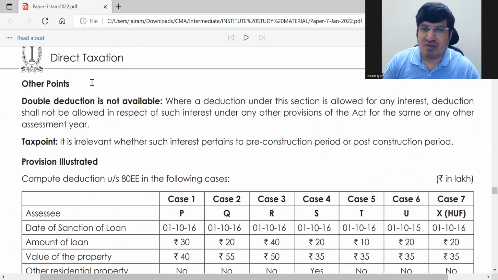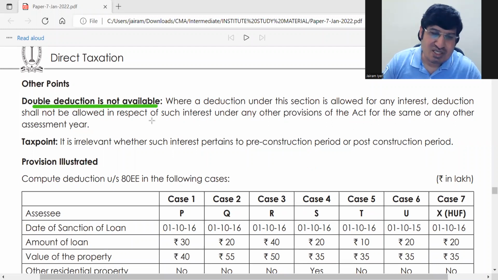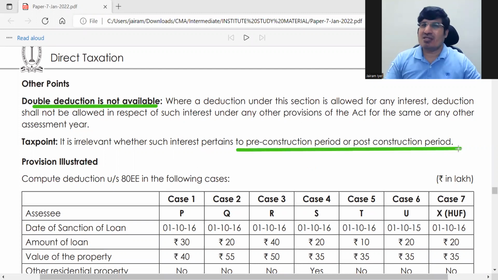Double deduction is not available. We know that in income tax, once you have got a deduction somewhere, there will be no double deduction. Once you get deduction of interest here, no other deduction. And this pre-construction, post-construction period terminology is not required here. That is only for income from house property. So interest is interest, whether it is pre-construction or post-construction.